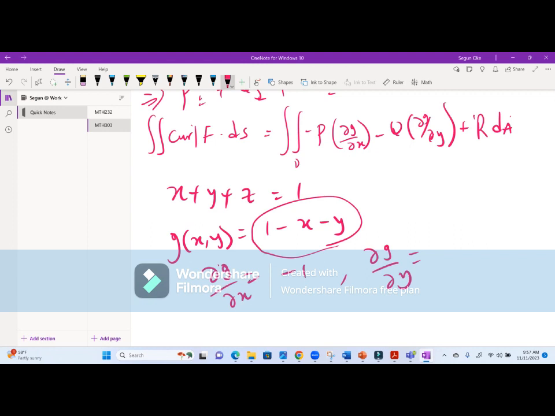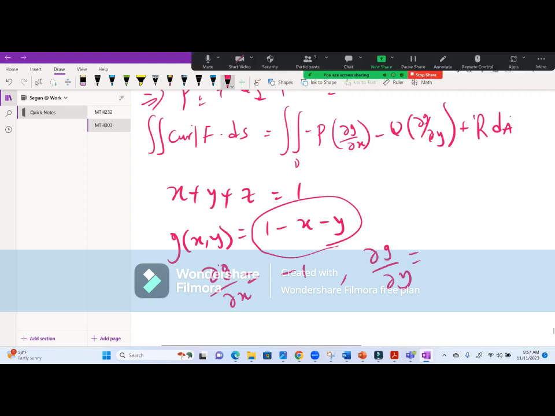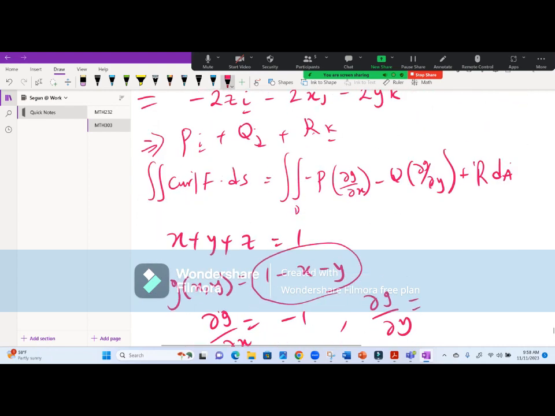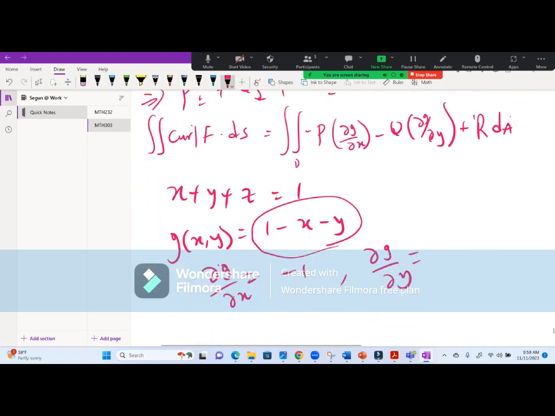Now, if I add -1, I have -1. So coming to this particular integral. Well, sir, excuse me, sir. Yes. If we say z is equal to 0, then it should be x plus y equals to 1 first.